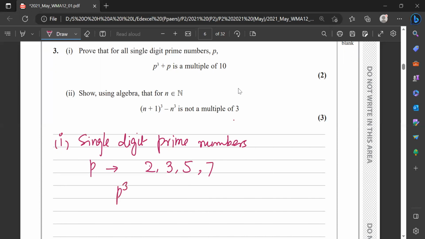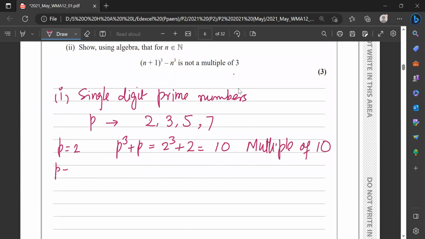Let us find p cube plus p. This is for p equal to 2. It is 2 power 3 plus 2, which is 10. This is a multiple of 10. For p equals 3, p cube plus p is 3 cube plus 3, which is 30. Again, a multiple of 10.